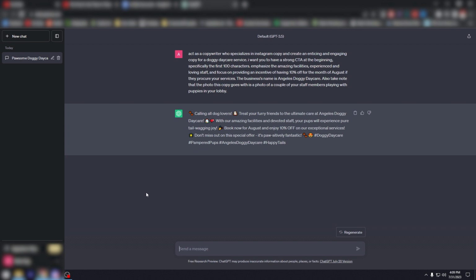There you go. This is very easy to understand. It's kind of enticing too. So, calling all dog lovers, treat your furry friends to the ultimate care at Angelus Doggy Daycare. With our amazing facilities and devoted staff, your pups will experience pure tail wagging joy. Book now for August and enjoy 10% off on our exceptional services. Don't miss out on this special offer. It's positively fantastic. And the hashtags: hashtag doggy daycare, hashtag pampered pups, hashtag Angelus Doggy Daycare, hashtag happy tail.